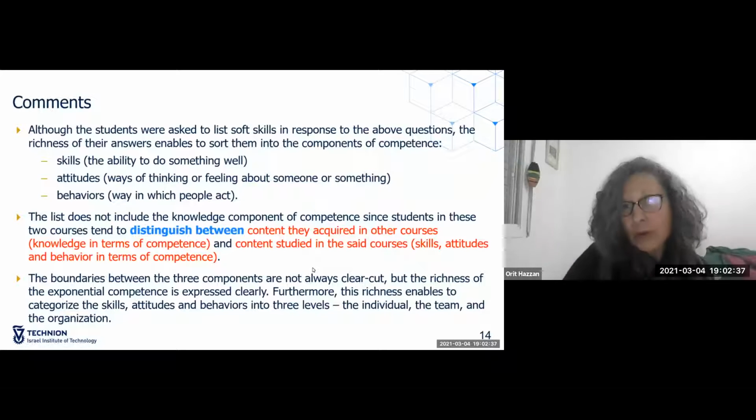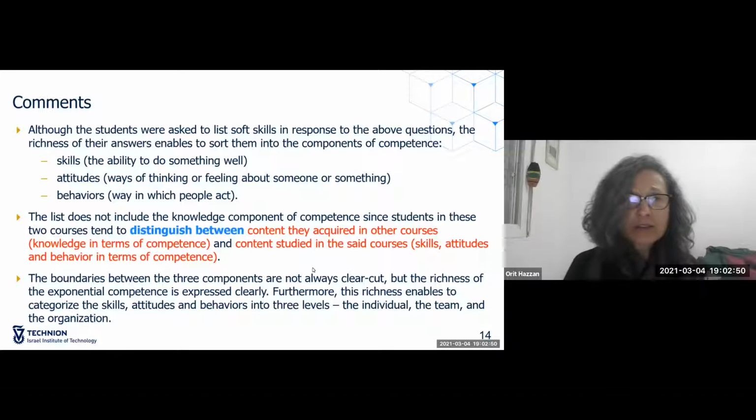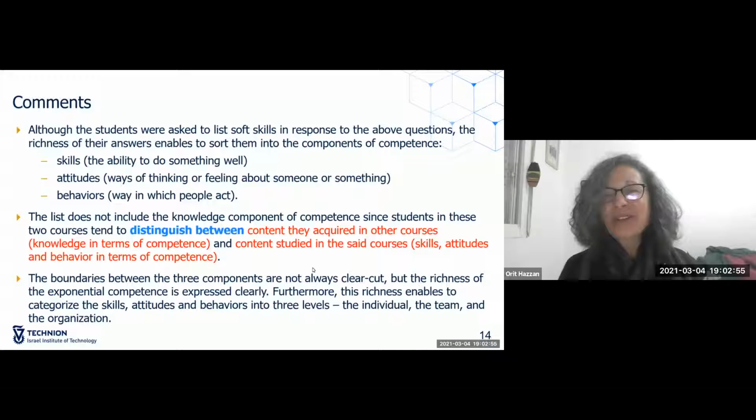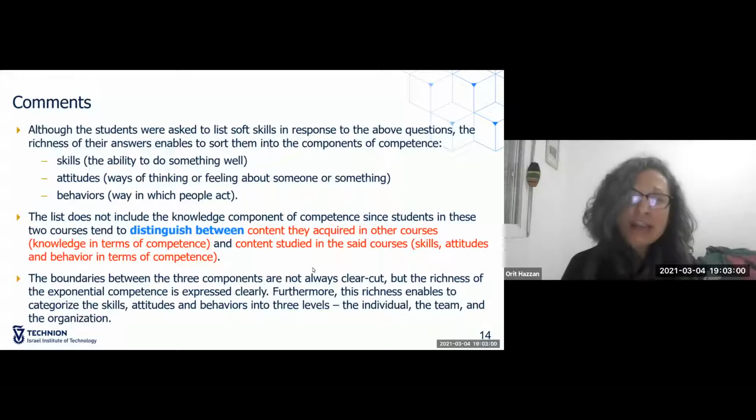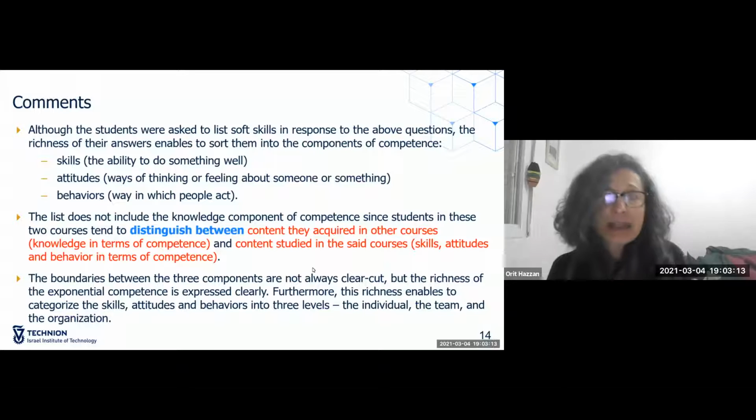I'm going to conclude because my presentation is very short, and let's see what we can see. Although the students were asked to list soft skills in response to the above questions, the richness of their answers enabled to sort them into the components of competence: skills, attitudes, and behavior. And the list does not include the knowledge component of competence, since students in these courses tend to distinguish between content they acquired in other courses and content they studied in the said courses.